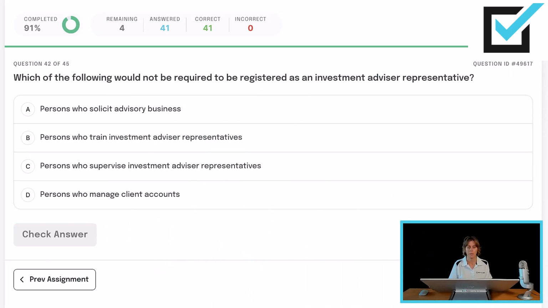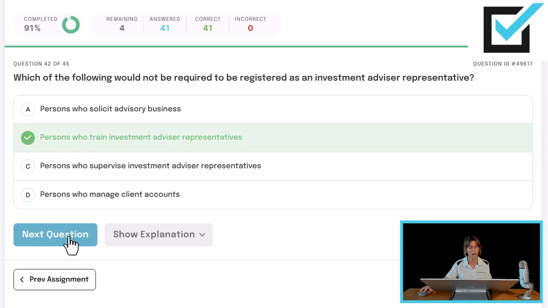Which of the following would not be required to be registered as an investment advisor representative? Persons who solicit advisory business would be required to be registered. Persons who train investment advisor representatives. Persons who supervise investment advisor representatives, or persons who manage client accounts. It is persons who train investment advisor representatives that are not required to be registered as IARs. If you train agents, you must be registered as an agent. But if you train IARs, you do not have to be registered as an IAR. Silly law.